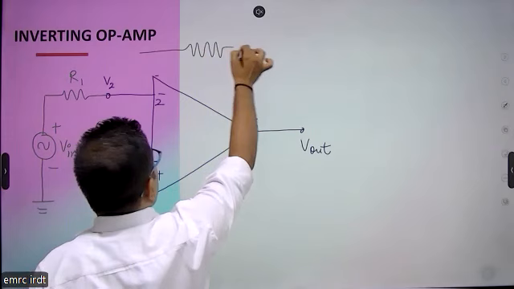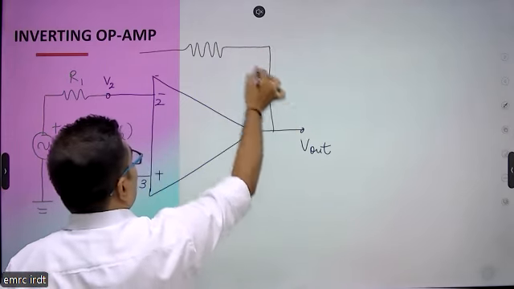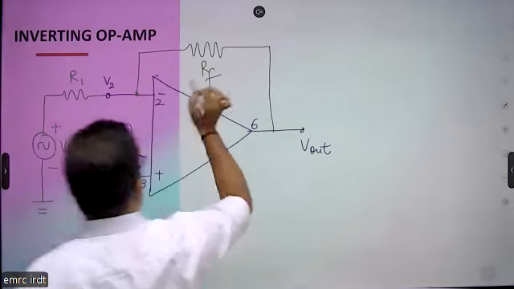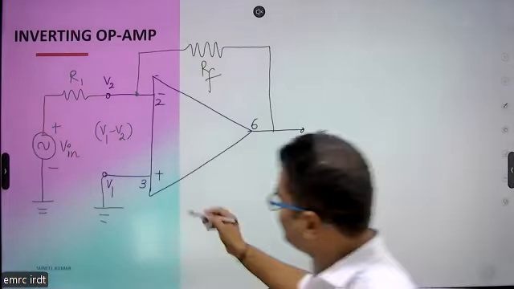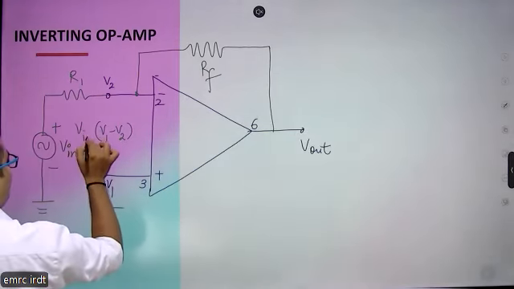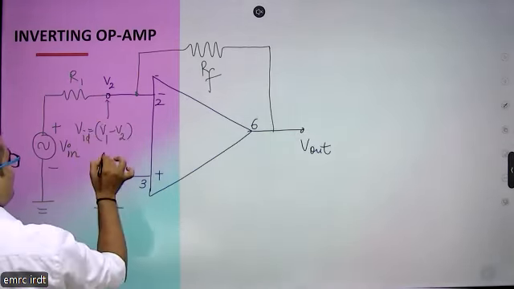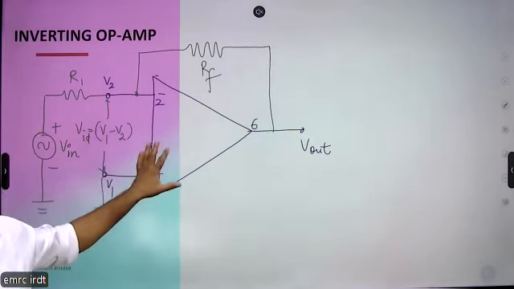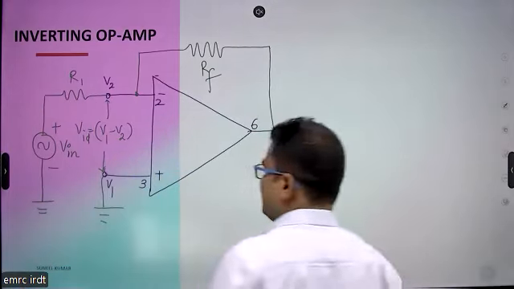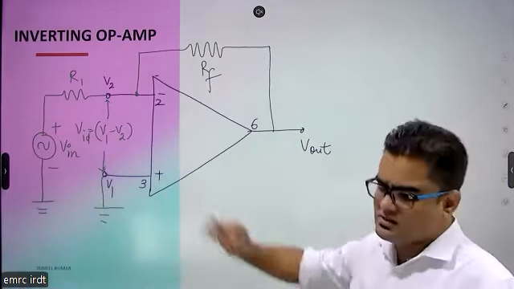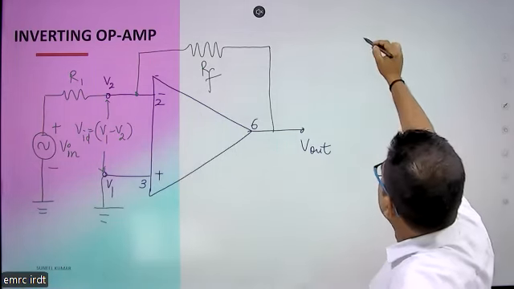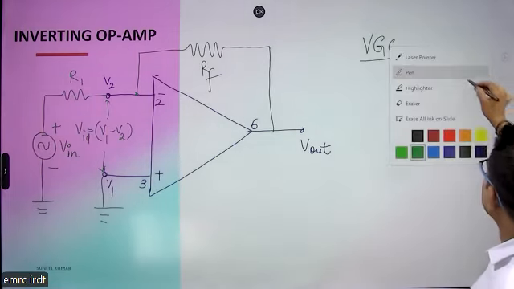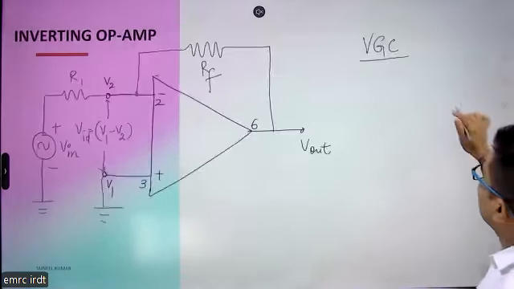Since this is the closed loop configuration, we have a feedback. The output is connected to the inverting terminal with a resistance RF. This is VID, and this is the inverting operational amplifier. This is the circuit of the inverting amplifier. Now we want to do the analysis of this circuit. So first we need to understand the virtual ground concept. This is very important to understand.